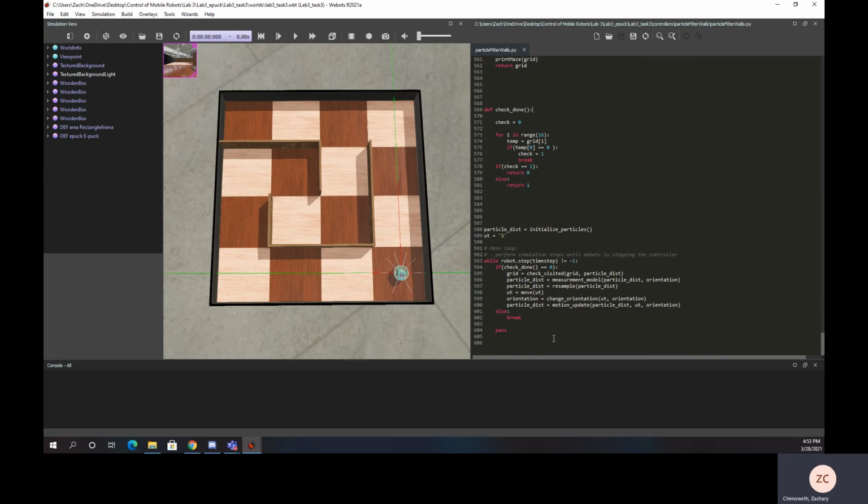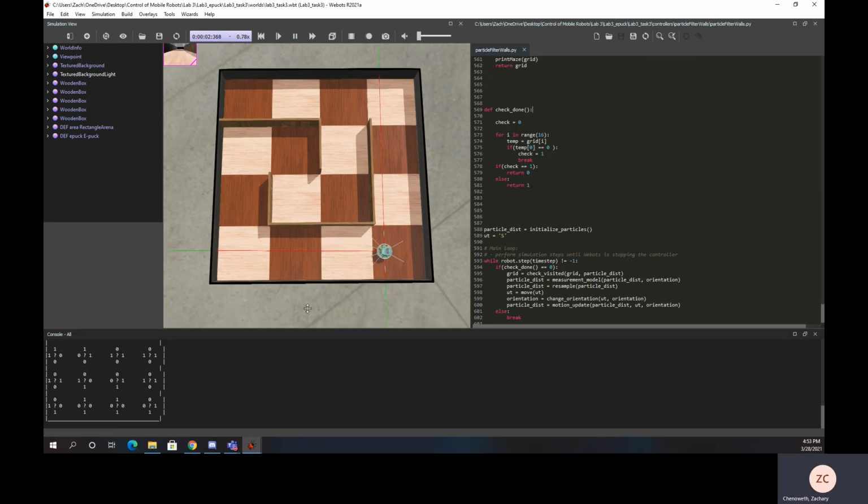Here's our while loop, so we're going to do these steps while we haven't visited all the cells. So it's going to keep performing these steps until we've explored all the cells. And that's to print our information, do the measurement model, resample, move, change our orientation, and then motion update. And it's going to keep doing that. So that's the code. Let's go ahead and see it run.